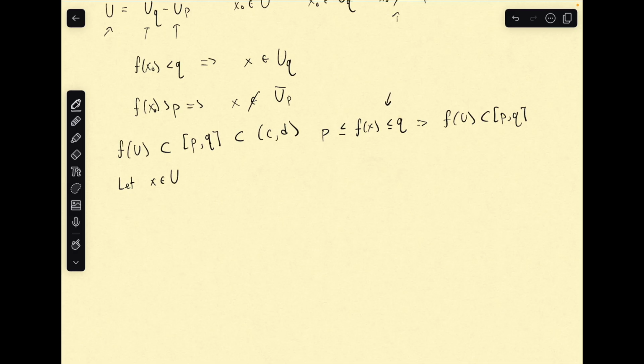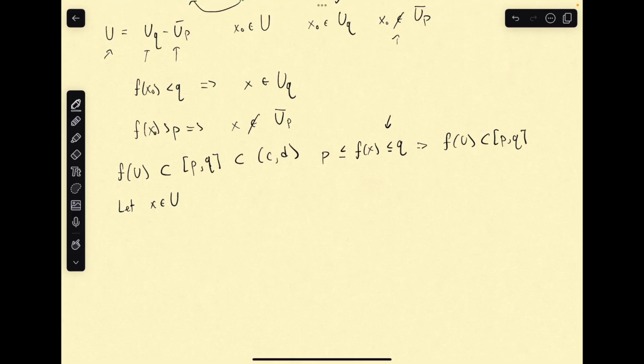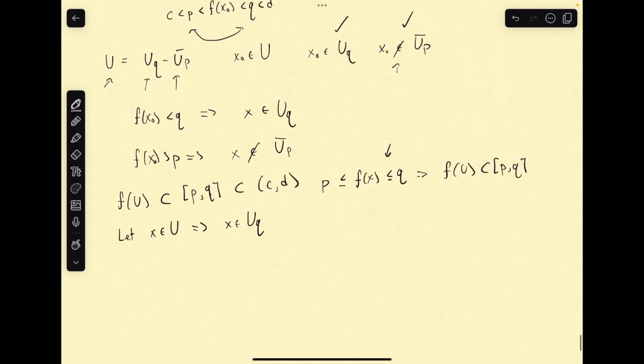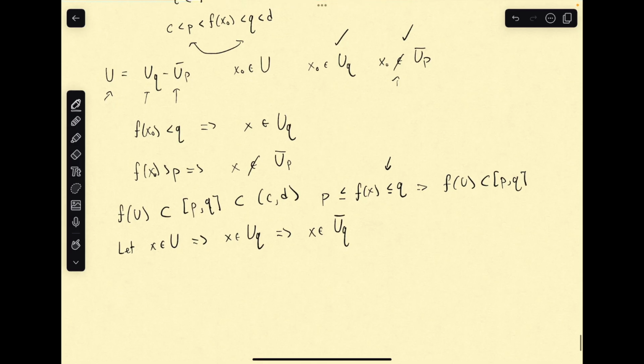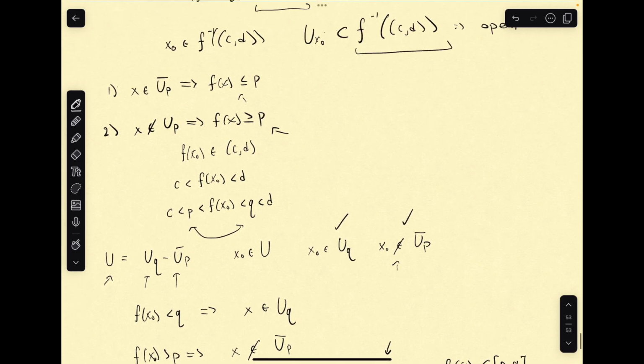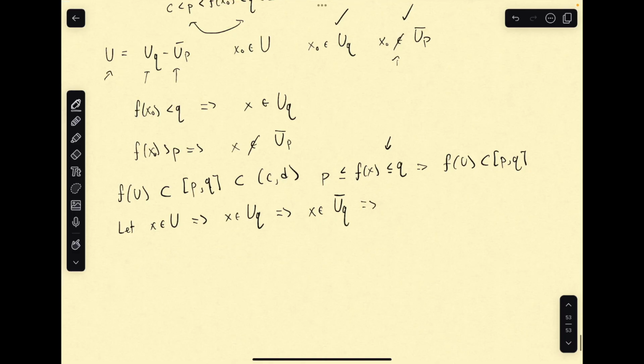So we're going to start with this inequality. We want to show that f of x is less than or equal to q. So we use our definition of u, and we say that if x is an element of u, then it's also an element of uq. Now this implies that x is also an element of the closure of uq, because the closure of any set contains that set, and this allows us to use number 1 up here and simply say that f of x is less than or equal to q. So this inequality is established.